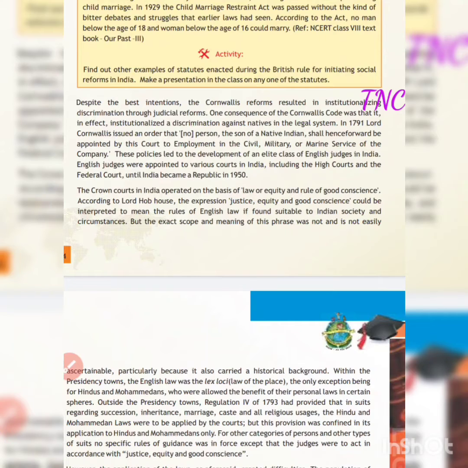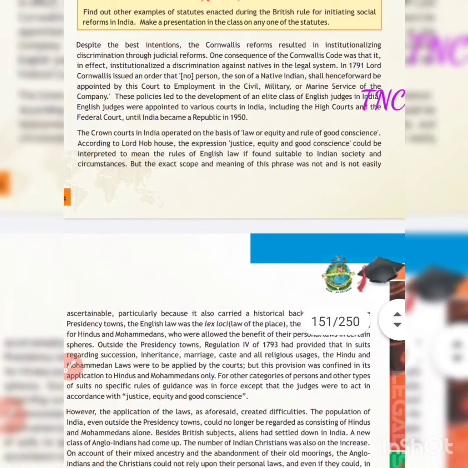The crown courts in India operated on the basis of law or equity and rule of good conscience. The main principle of the crown courts was that they would obey the law, and I have told you that law basically was the English law, the legislations in force in England or passed by the British Parliament at that time. Whatever their own personal laws were, they used to apply those over Indians, right?